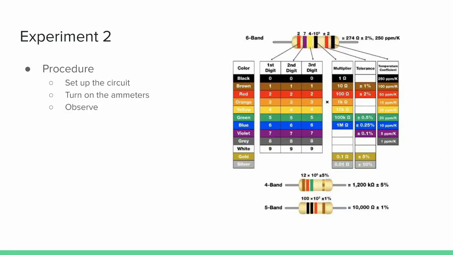The procedure of this experiment is similar but not identical to the last experiment. First, we will set up the circuit. However, this time, we will time the charge and discharge of the capacitor by the glow of the light bulbs.